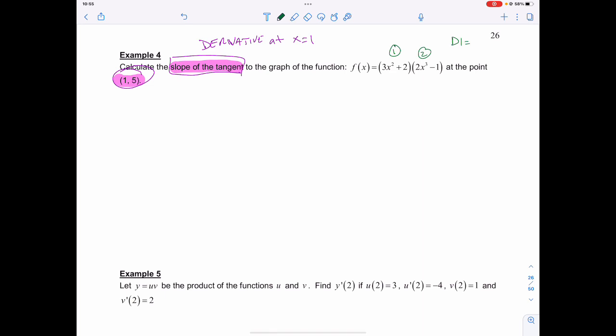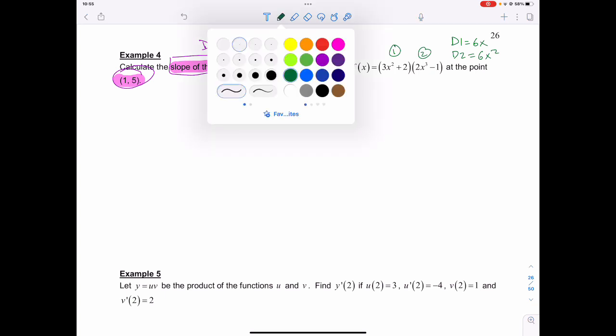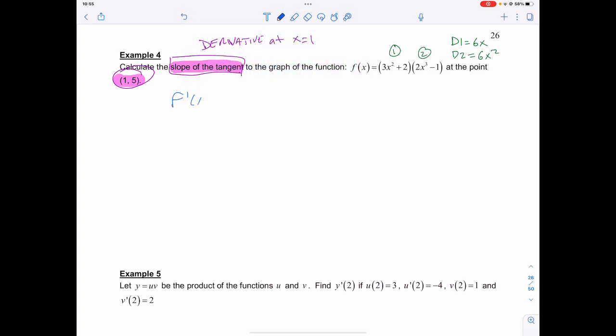The derivative of factor 1 is going to be 6x, and the derivative of factor 2 is conveniently enough going to be 6x squared. So, first thing we're going to do is state that f prime of x is equal to factor 1, 3x squared plus 2 times d2, which is 6x squared, combined with factor 2, 2x cubed minus 1 times d1, which is 6x.